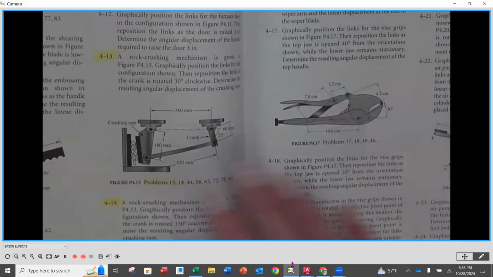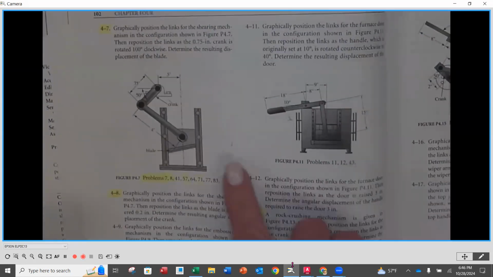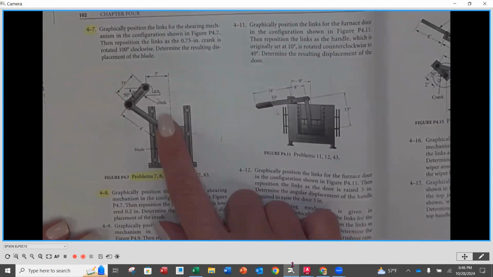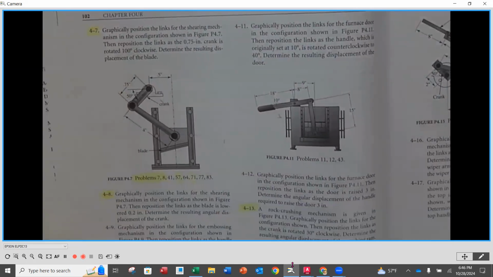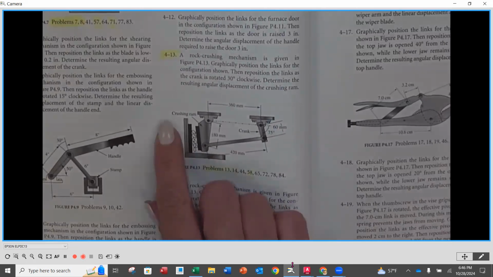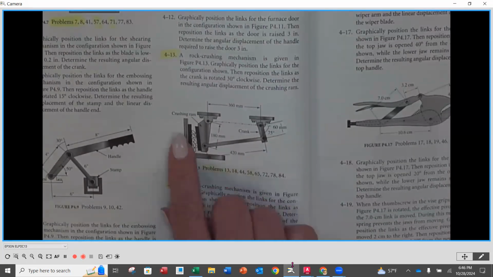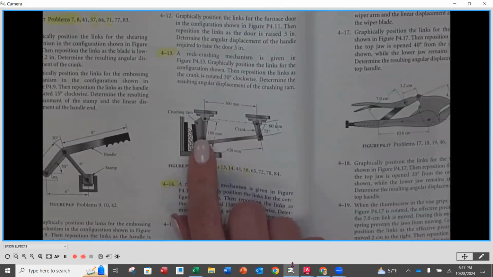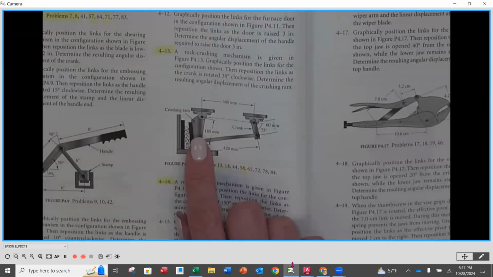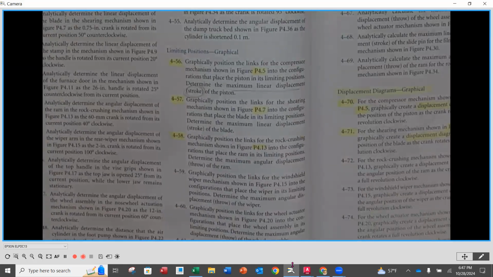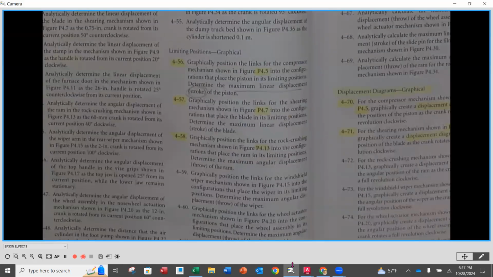You're going to do that very same thing for the next problem, the shearing mechanism. You're going to show it in its furthest point down and its furthest point up. And for the rock crusher, you're going to show it rotated all the way forward and all the way back. This is going to be an angular displacement, and it's going to be the full throw, as we had called it. So not the stroke, but the throw. That's the next three problems, building on those original kinematic diagrams. You don't have to do anything new. We're just working with those three.